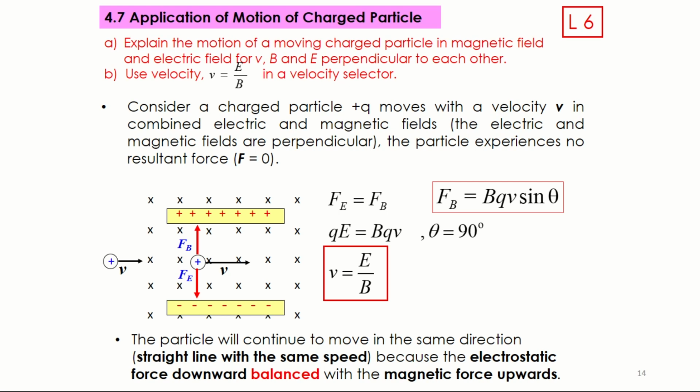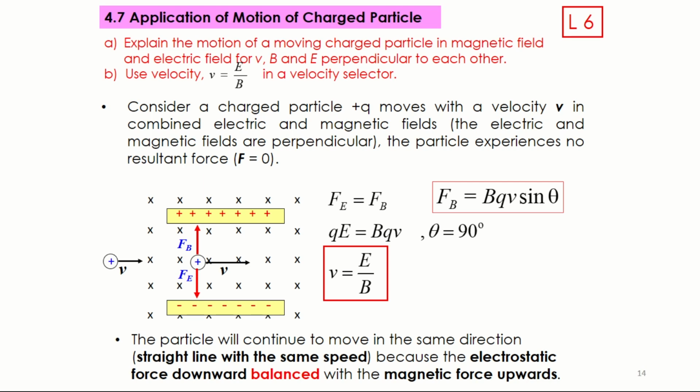4.7 Application of motion of charged particle. The new outcome A: Explain the motion of a moving charged particle in magnetic field and electric field for V, B, and E perpendicular to each other. And B: Use velocity V equals E per B in a velocity selector.